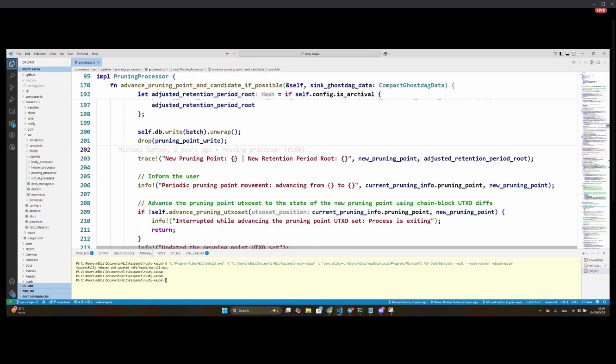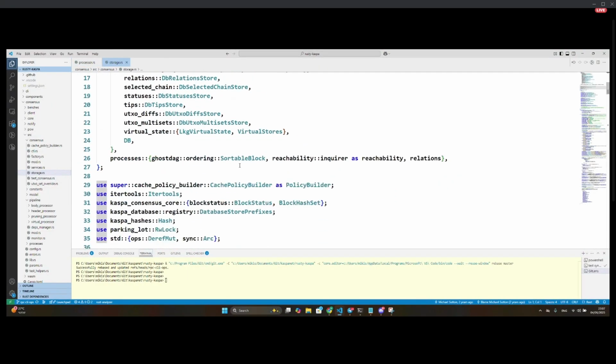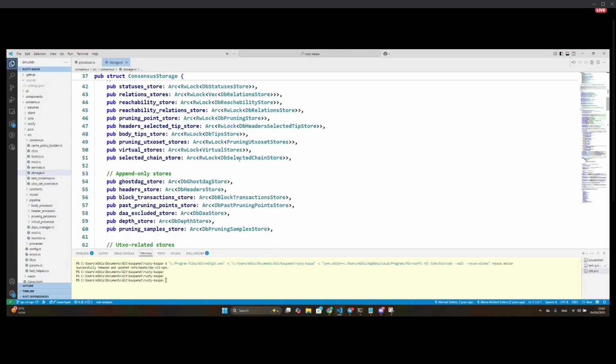So one of the challenges. I'll show you the storage. So consensus storage looks like this.